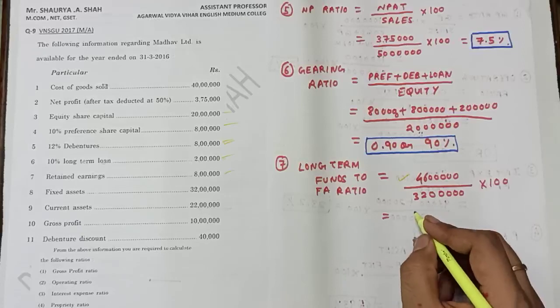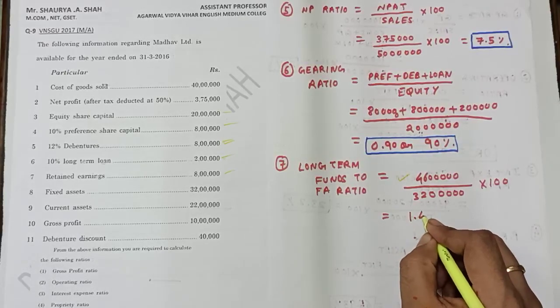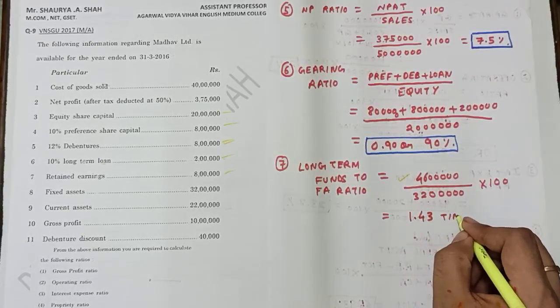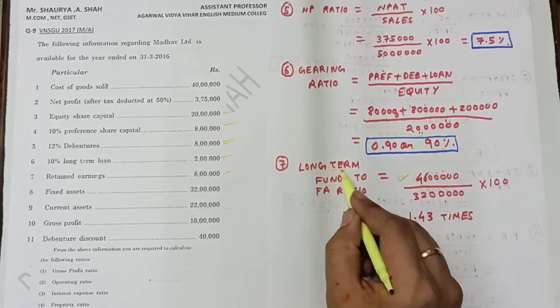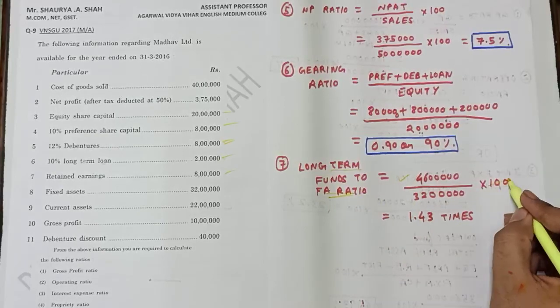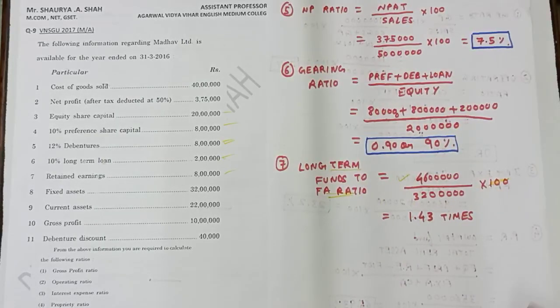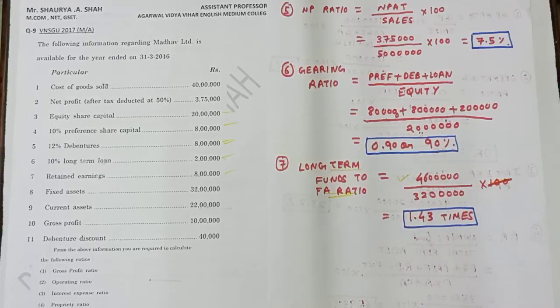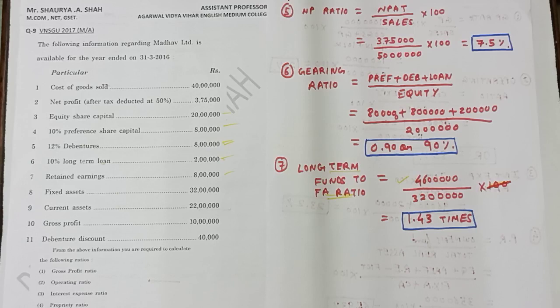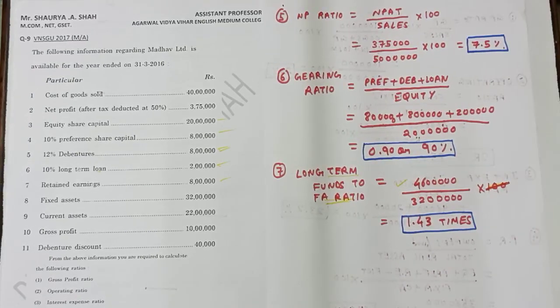So what I'll get as the answer is 1.43 times. Whenever it is long-term funds to fixed asset ratio, avoid multiplying it by 100, students. We will not multiply it by 100, we will put it in times only. So what is my answer? Long-term funds to fixed asset ratio is 1.43 times. What does it suggest? That my long-term funds are 1.43 times compared to my fixed assets, students, right?